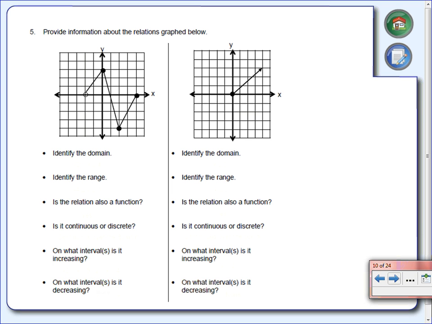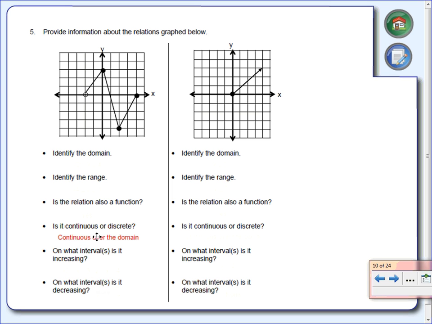So if you look at the fourth question here, it says, is it continuous or discrete? This one happens to be continuous. It is continuous because we have points that are connected. Now, the reason I bring this up first is because when we write our domain and range, we're going to have to do this a little differently from what we did a second ago.